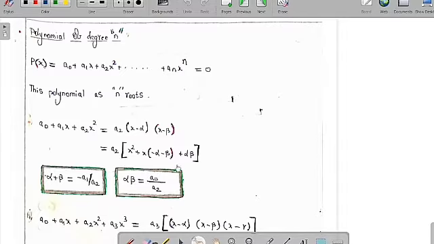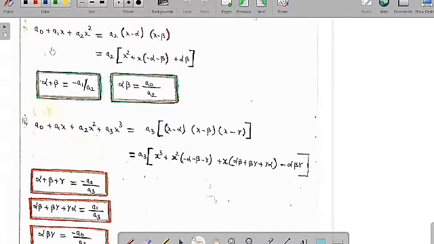So now suppose I am going to take a general format of a quadratic equation, which is a naught plus a1 x plus a2 x square. So we can see clearly this is a polynomial of second degree, or we can simply call it a quadratic equation. Then I can write this equation in another format, which is a2 into x minus alpha into x minus beta. If you do the multiplication and simplification, finally we are going to get a2 into x square plus x into minus alpha minus beta plus alpha into beta.